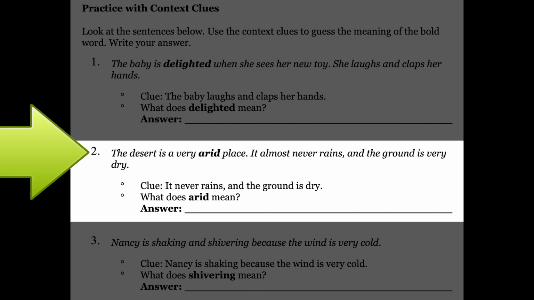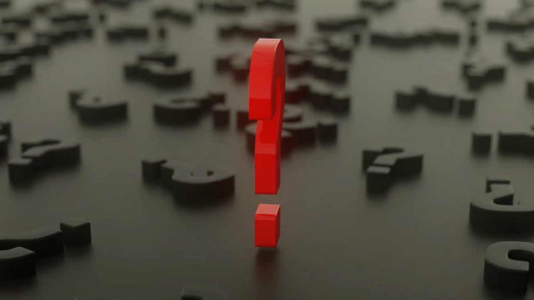Okay, what do you think arid means? If you look at the clues in the sentences, we are told that the desert is a very dry place and it never rains. So we can assume arid means very dry. Did you write that on the line? Hopefully you did. Now, let's move on.